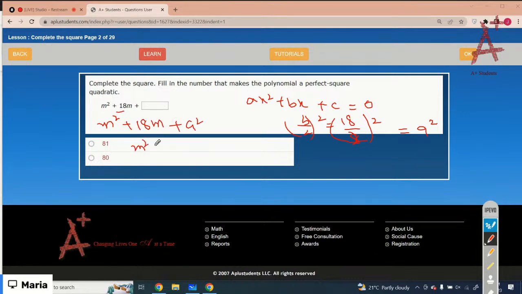9 square is 81. Got it? So here is the option that is 81. Got it?